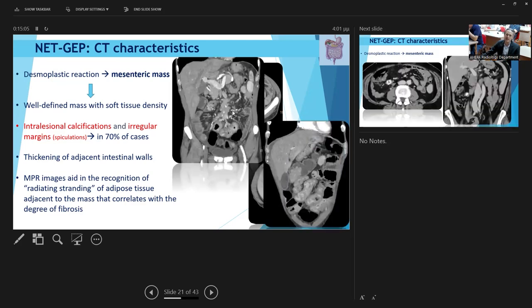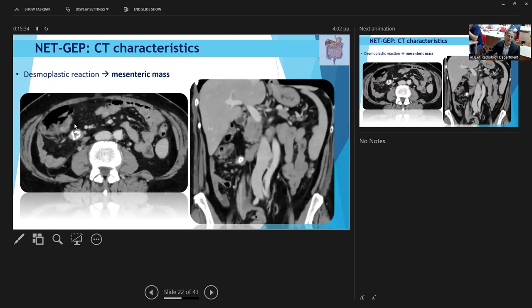These are two different cases in which we are able to recognize this huge mass in the mesenteric fat. Here we can appreciate a high amount of tiny calcifications, the radiating stranding, the inhomogeneity of surrounding fat, and the neoplastic lesion inside the small bowel. This is another example of a patient with multiple neuroendocrine tumors along the different tracts of the small bowel. Another example of typical manifestation of the mesenteric mass with multiple calcifications, stranding of the fat, and radiating stranding, quite typical for localization of the neuroendocrine tumor.